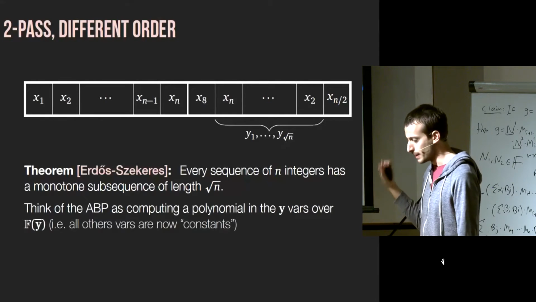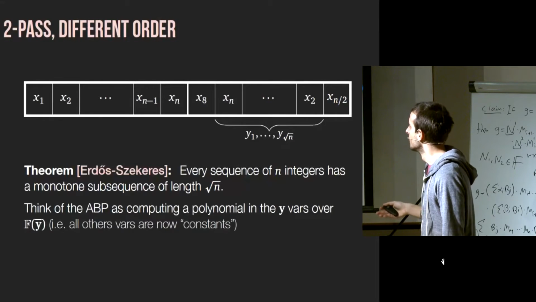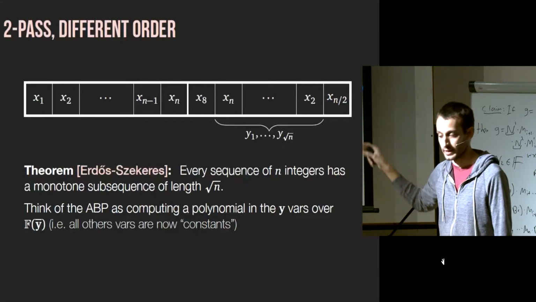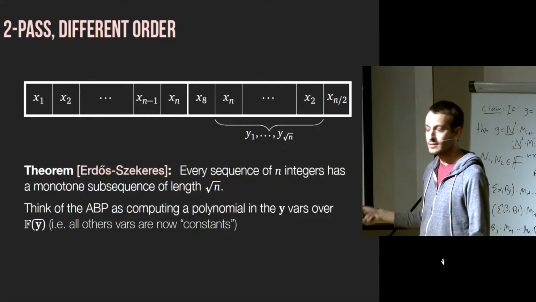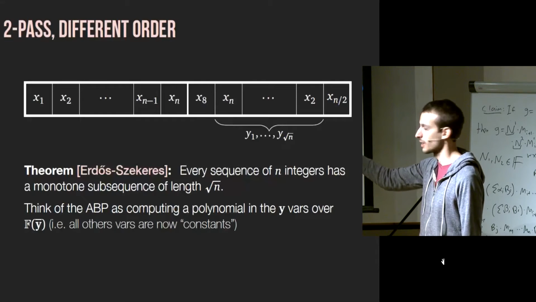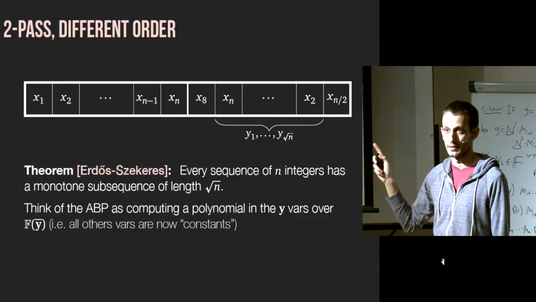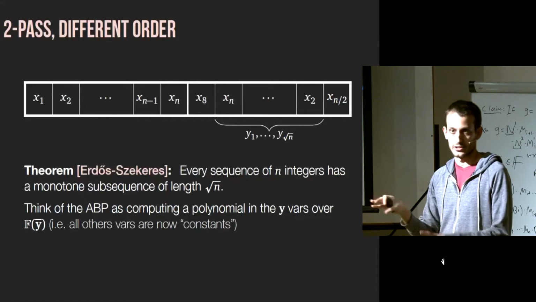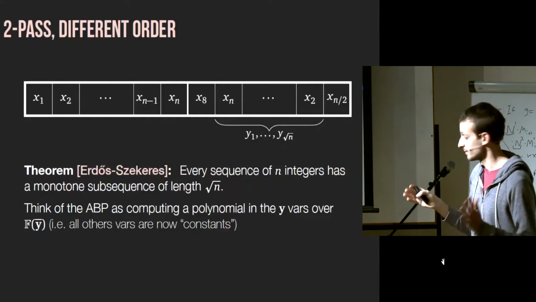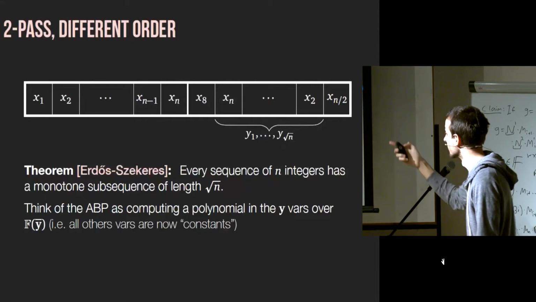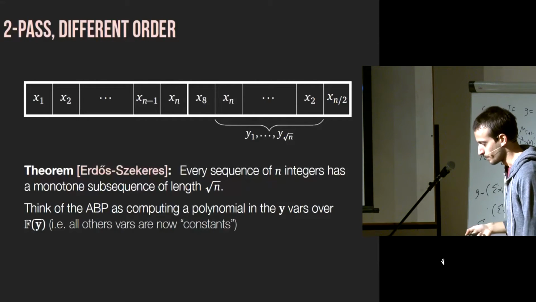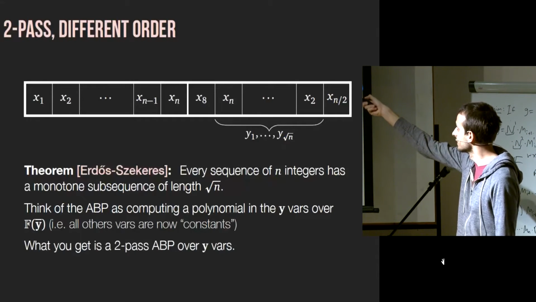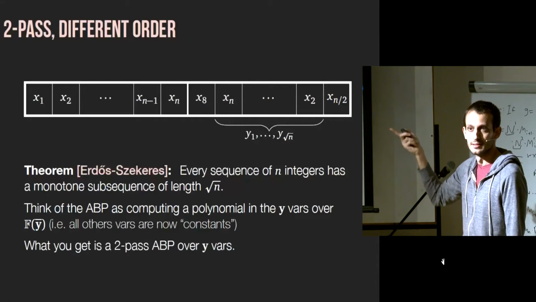And let's do this mental experiment of thinking of the ABP that just computes a polynomial in those y variables, the variables that I labeled y1 through yn, over the field of rational functions in the y-bar, y complement, elements. So you can think of every other variable as just some constant from your field, and the only variables you are left with are y1 through yn. But now, this sequence is monotone, right? It appears here in the same order it appears here.